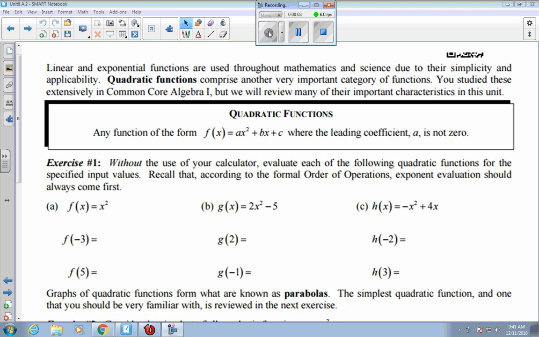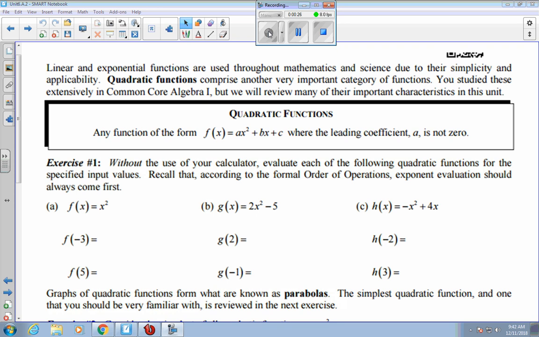Unit 6. We're starting out with quadratic functions. We are going to factor. We are going to substitute. We are going to evaluate the quadratic functions. We are going to use our calculator. But we do want to start thinking about these quadratics and anticipating what is going to happen.